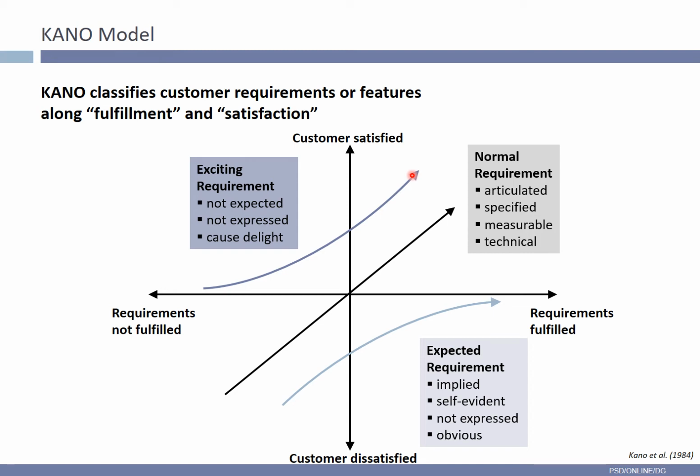You want to try to find out what are the features and functionalities that you can provide on your product that actually cause delight, that the customer didn't expect, that differentiates you from the competition, right? The problem is that actually everything that was an exciting requirement after a certain period of time becomes a normal requirement, which again after a certain period of time becomes an expected requirement.